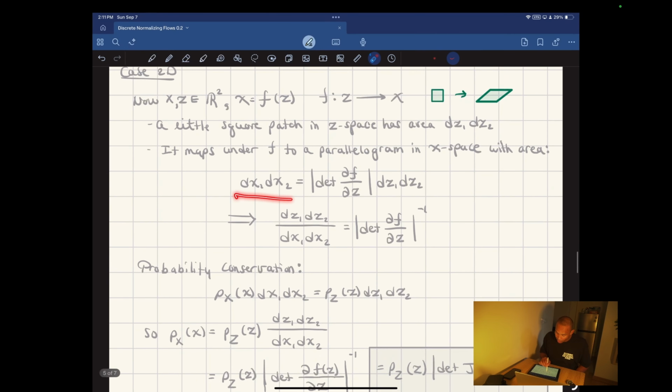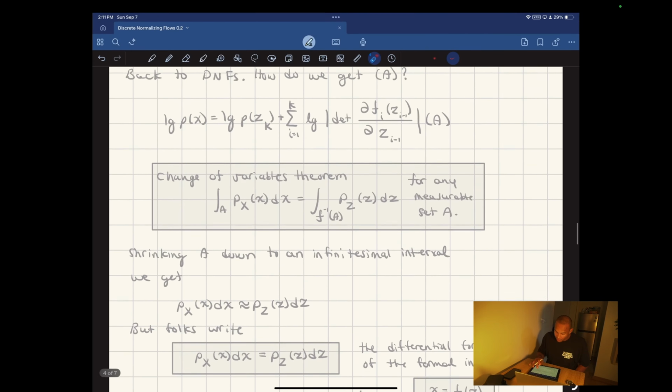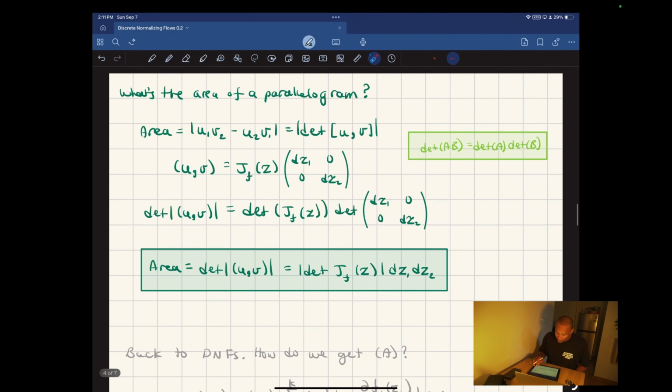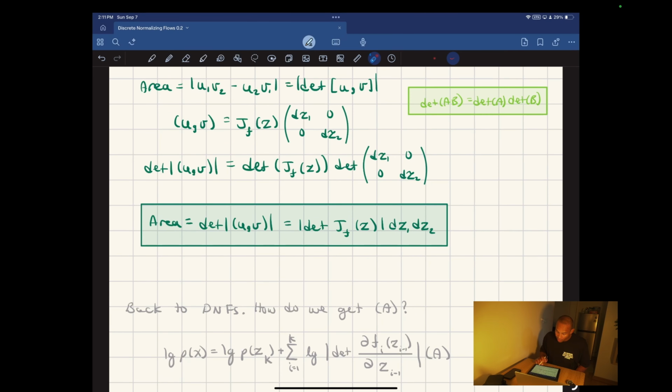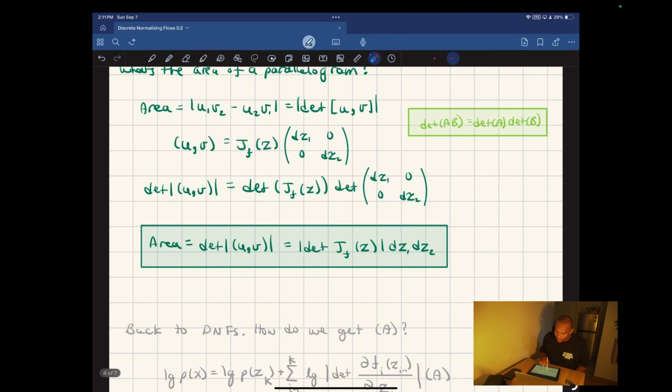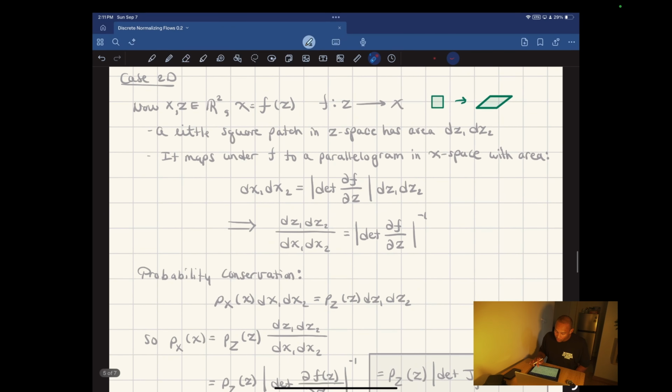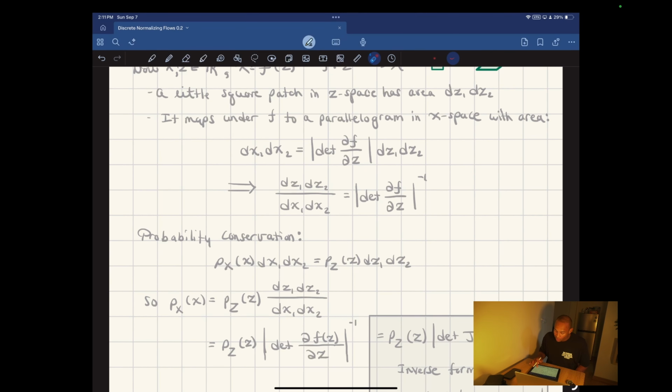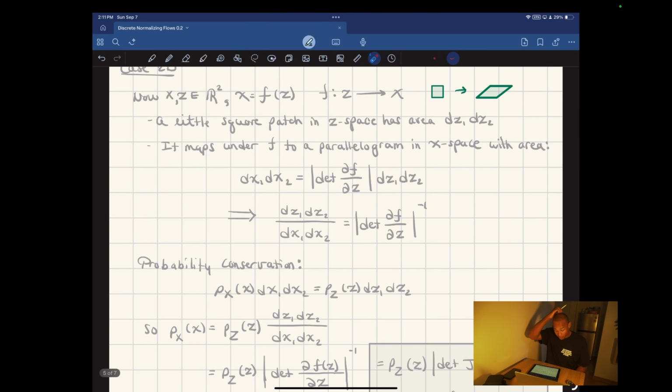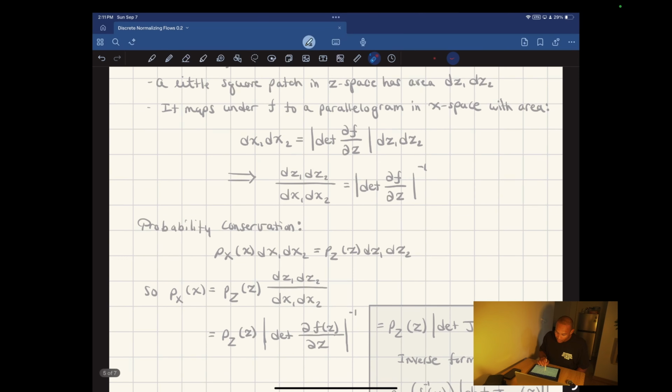All right. So remember, we defined this above. We showed how the area of the parallelogram can be described as the volume scaling factor times the volume of the original cube. So now I just divide dx by dz, and then you invert it to get this.